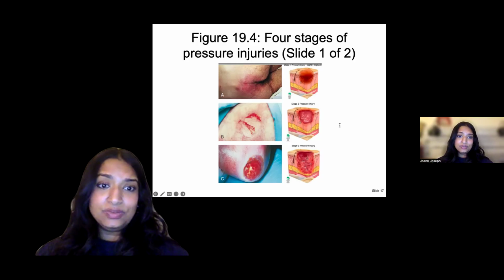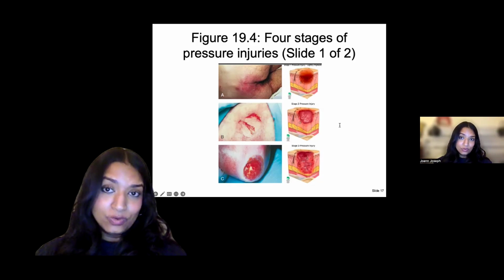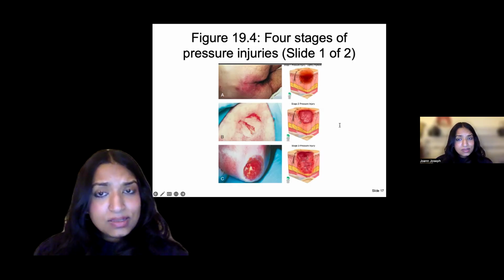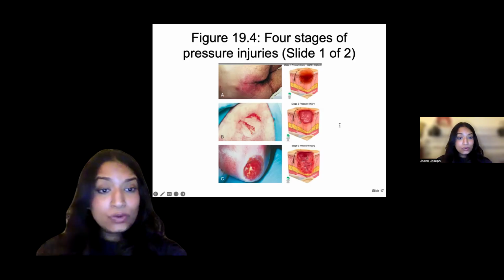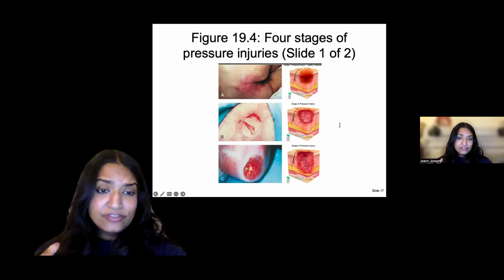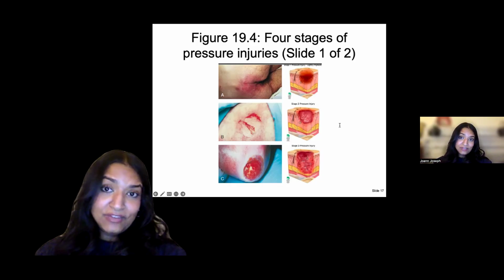By the time you get to somewhere like stage B, even, it will be very hard for an older client to recover from this. I think some of us may know this or have seen this already. Stage C, this is very difficult and extremely painful for a patient. Think about that. Look at it.